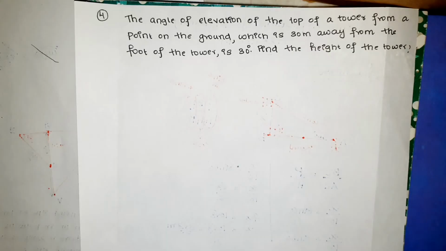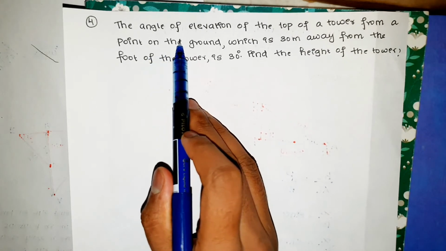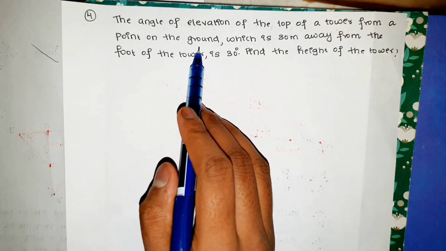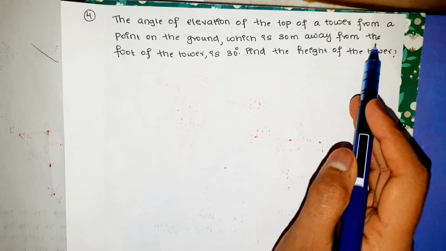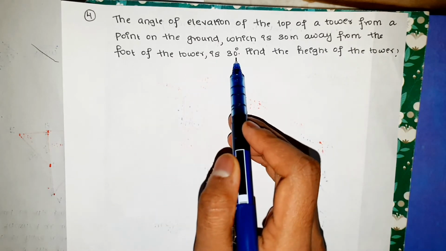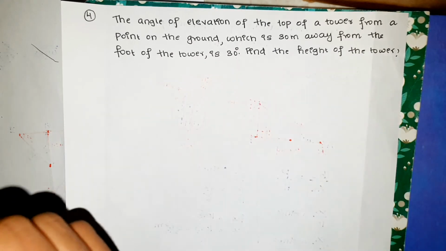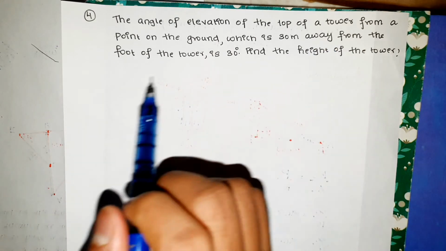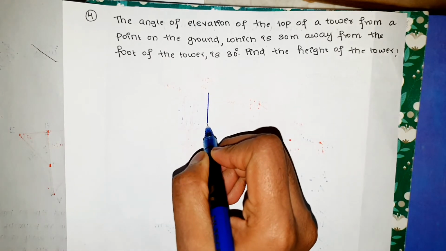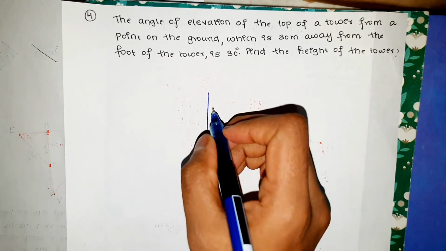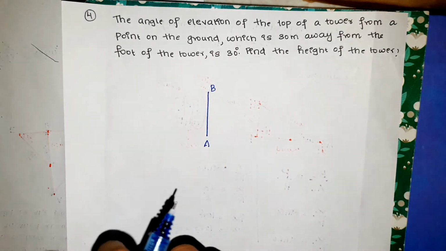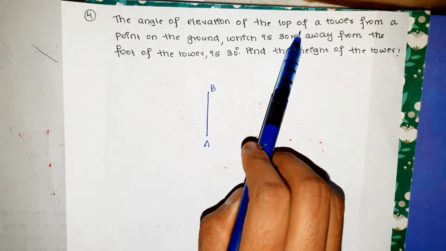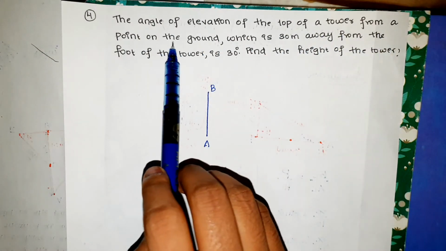Question number 4. The angle of elevation of the top of a tower from a point on the ground which is 30 meter away from the foot of the tower is 30 degree. Find the height of the tower. So what is given in the question? We have a tower. Let this be our tower. I am taking A and B.